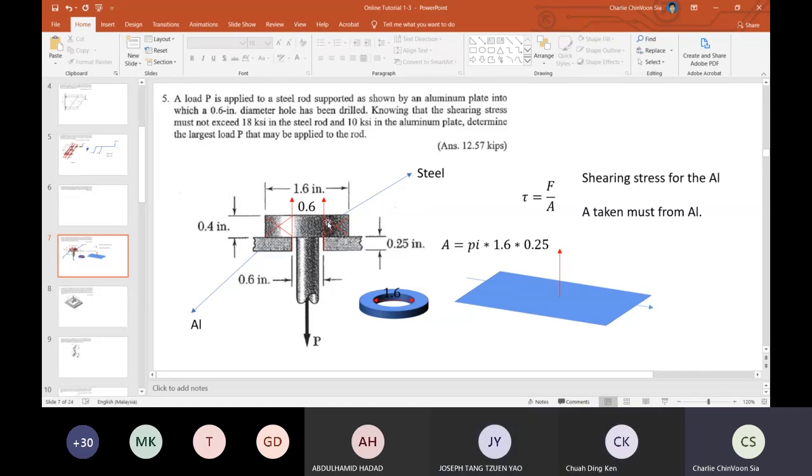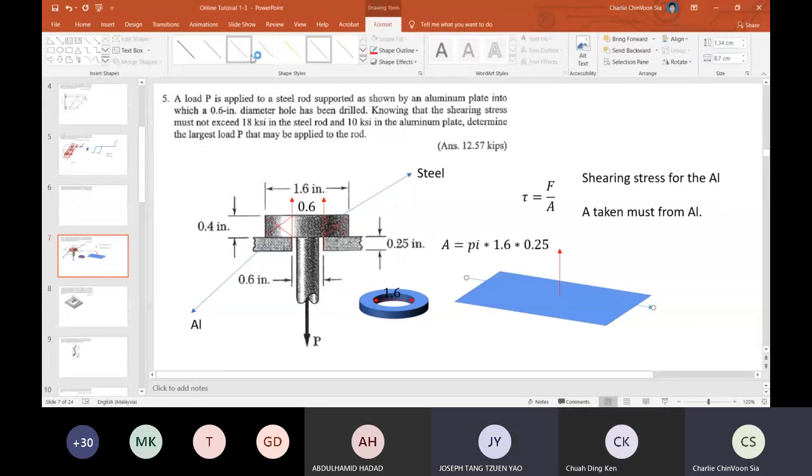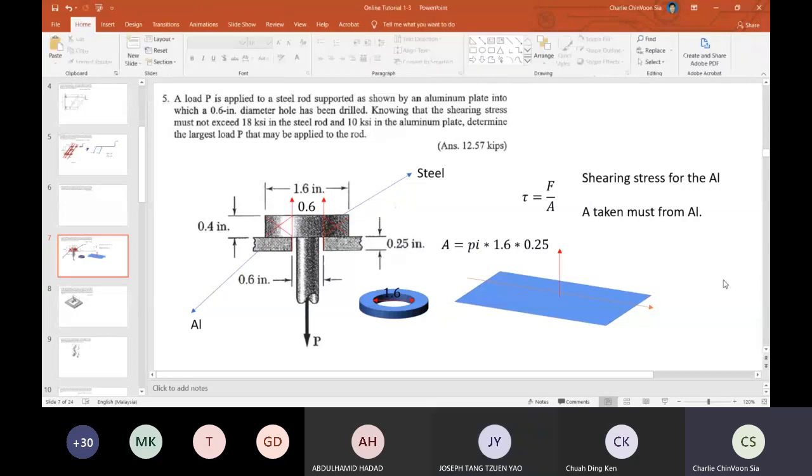So this is how we determine the shearing stress. You need to look at the directions of the force. When you want to consider the area to calculate the shearing stress, for steel it's 0.6 since it's only for the steel part. So the aluminium is including the pushing down part, the area which are removed.